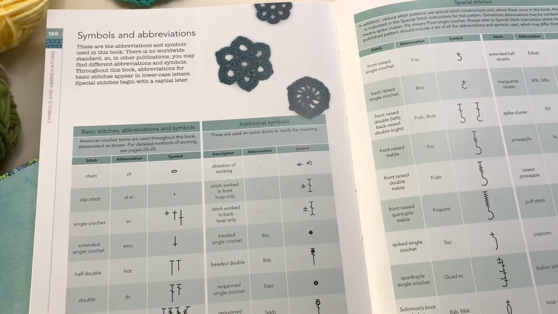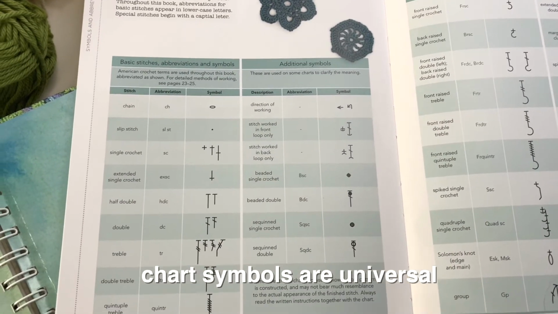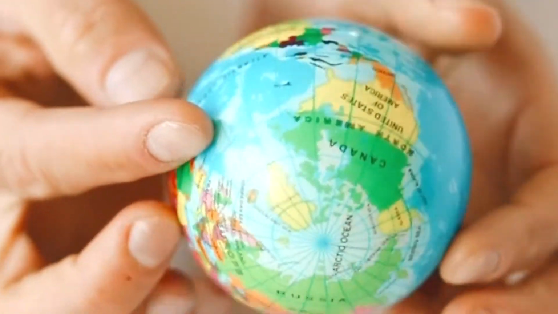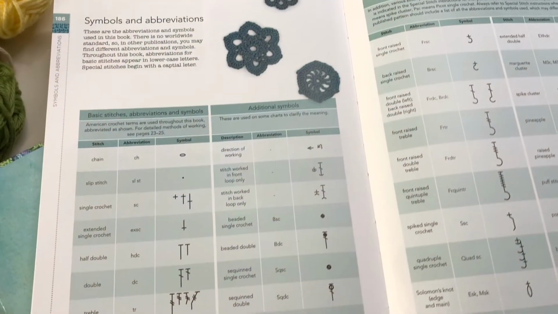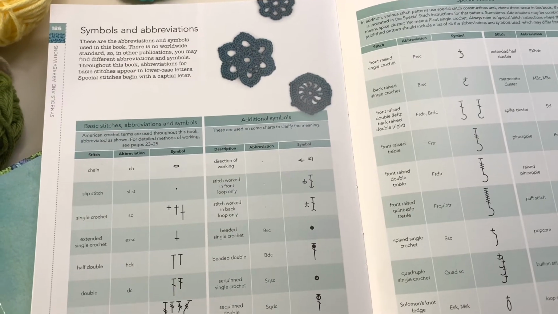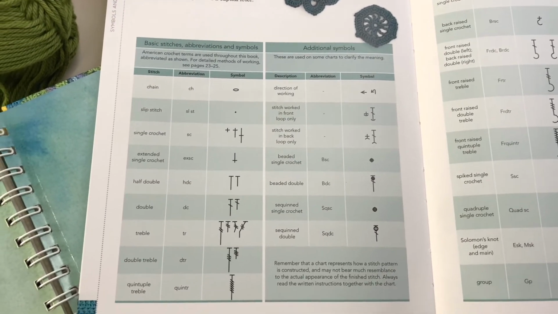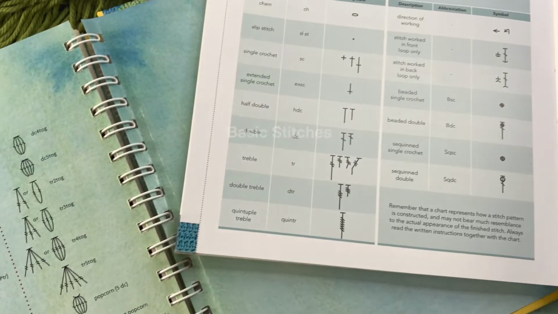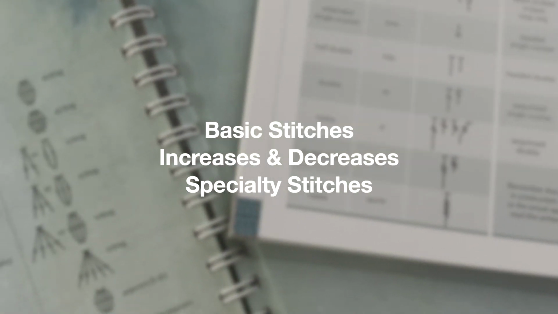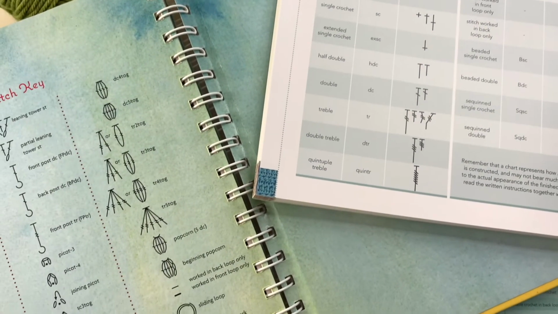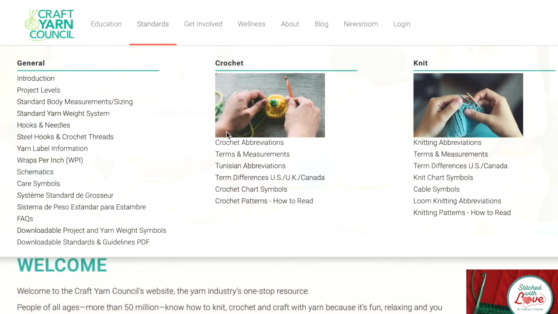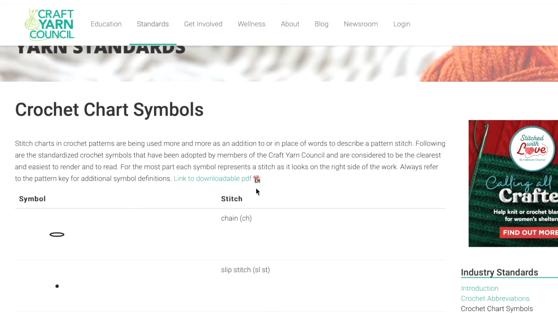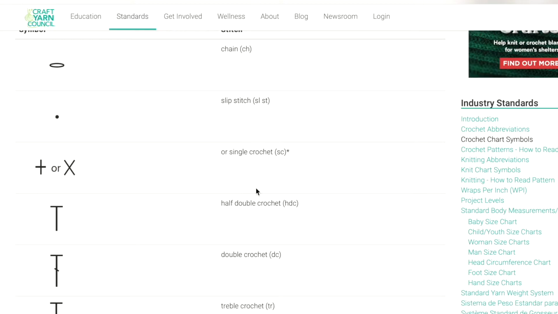The beauty of these symbols is that they're universal, meaning that whether you're in the US, Europe, or Japan, it doesn't matter. The symbols represent the same stitch worldwide. Now there are many stitch symbols available, but there are a few that you'll see time and time again, and I've broken them down into three segments. We have the basic stitches, the increases and decreases, and specialty stitches. Usually a pattern that has a chart will provide a stitch key or legend, but if not, you can always check out the Craft Yarn Council's website where you'll find a list of commonly used symbols.